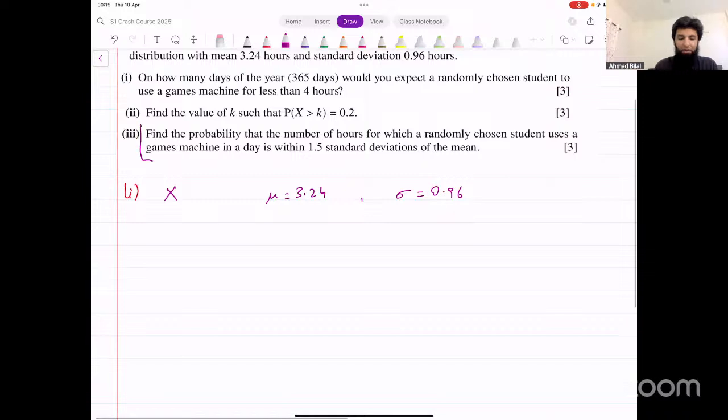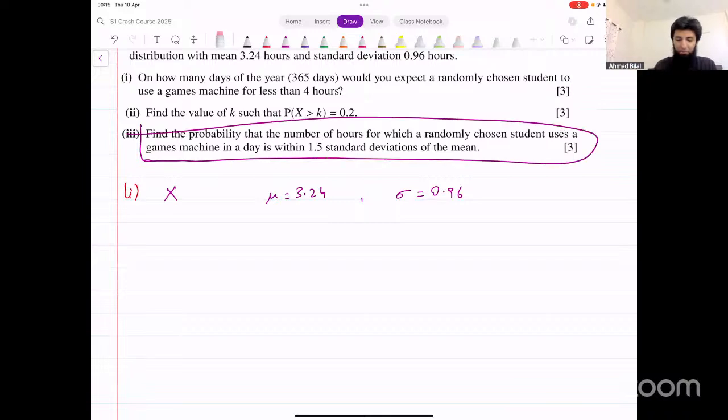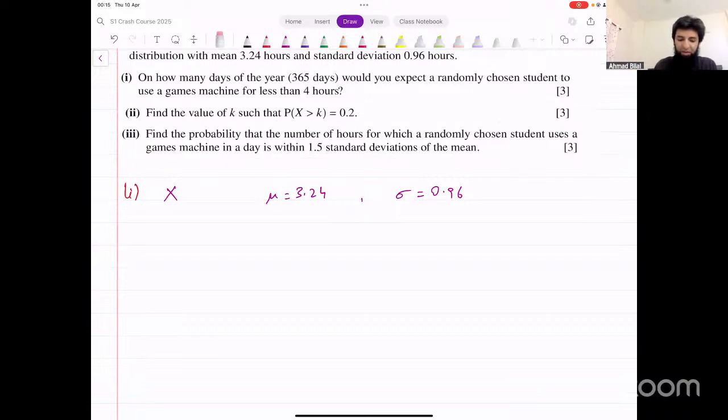Let's look at the last part. We'll do the first two parts as well, but since we've done something very fresh, let's look at the last part, 3. It says, find the probability that the number of hours which a randomly chosen student uses the games machine in a day is within 1.5 standard deviations of the mean. I'm doing the third part first, and then I'll do the first two parts as well.